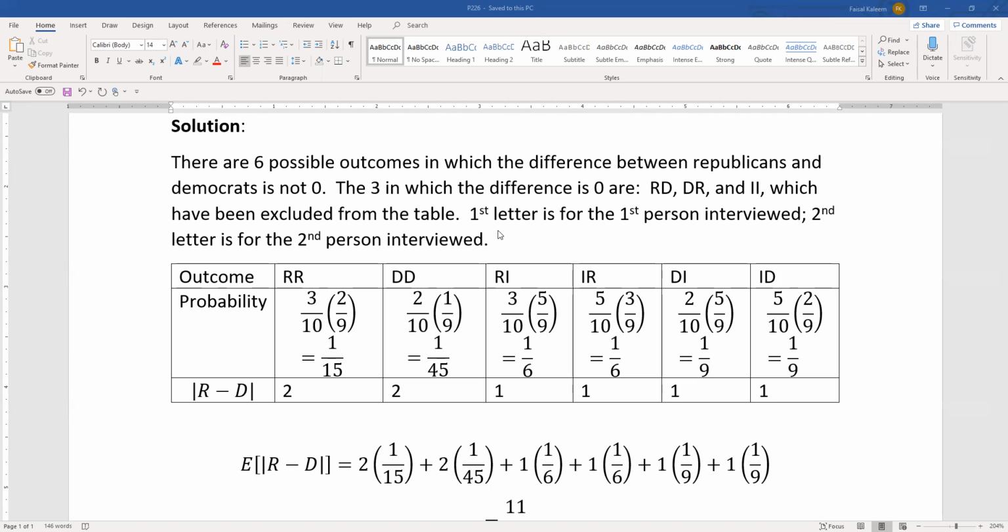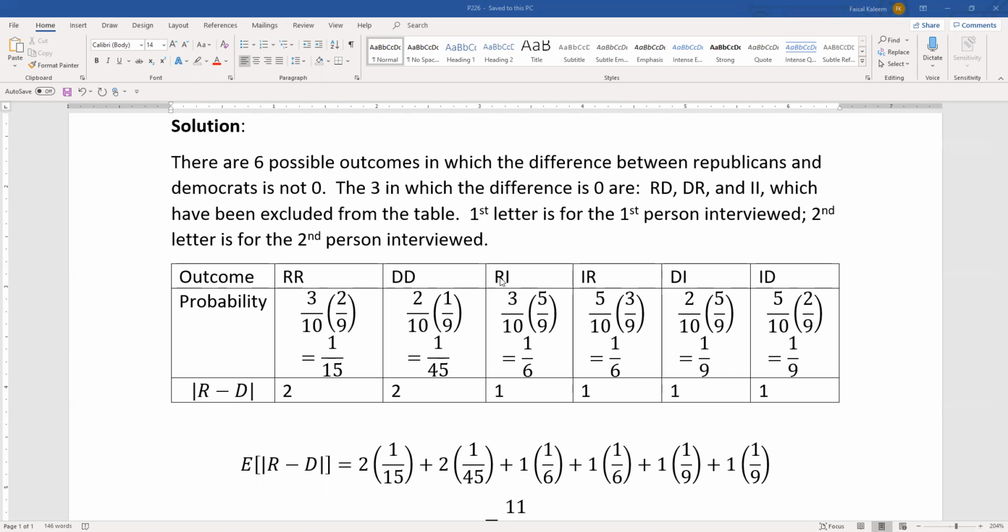So the first letter is for the first person interviewed, second letter is for the second person interviewed. And now if you look at these 6 that I've listed over here, the difference is not 0. So like in RR, it means the first one interviewed was Republican and the second one was Republican. So there were 2 Republicans, 0 Democrats. The difference would be 2 between Republicans and Democrats. And similarly here, there were 2 Democrats and 0 Republicans. The difference between Democrats and Republicans is 2 again.